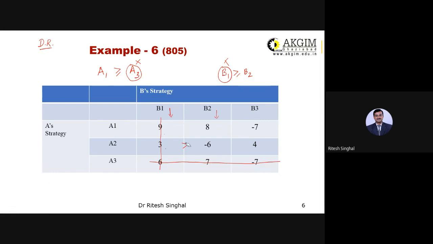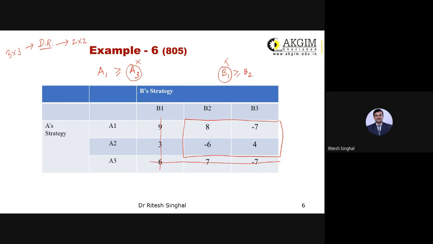Now the remaining matrix looks like this. We have only four values here. This is the remaining 2 by 2 matrix, only four elements. Now the purpose of using dominance rule is over. Why? Because dominance rule reduced the matrix of 3 by 3 into 2 by 2. Now the next step is to solve this particular game using the analytical formula.